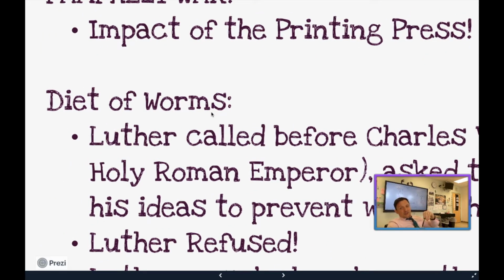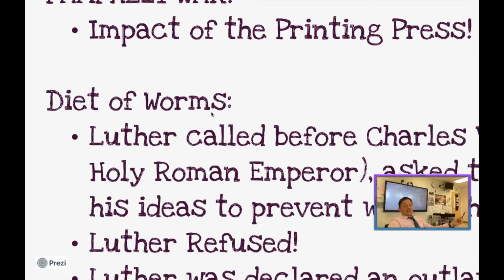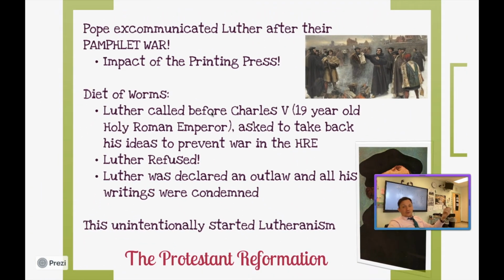Now, in English, you say worms. Nobody in German is going to correct you because they know that you don't know how to say it. But it's actually Worms, all right? So it's a city in Germany, right? Or Holy Roman Empire, now Germany. And the diet doesn't mean they're eating worms. What it actually means is a meeting. So the Diet of Worms is a meeting in Worms, Germany.